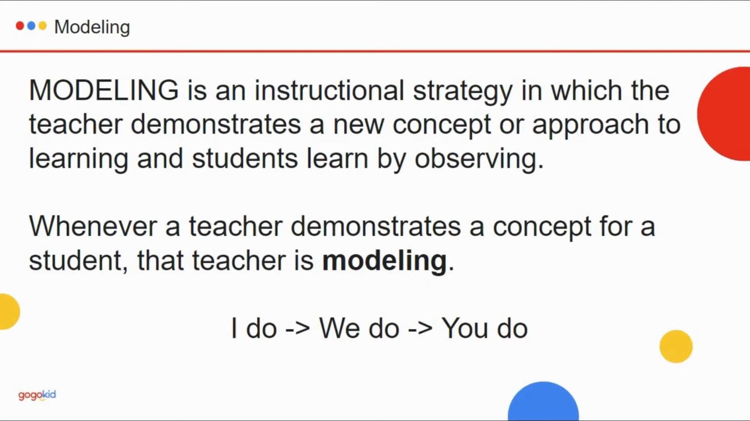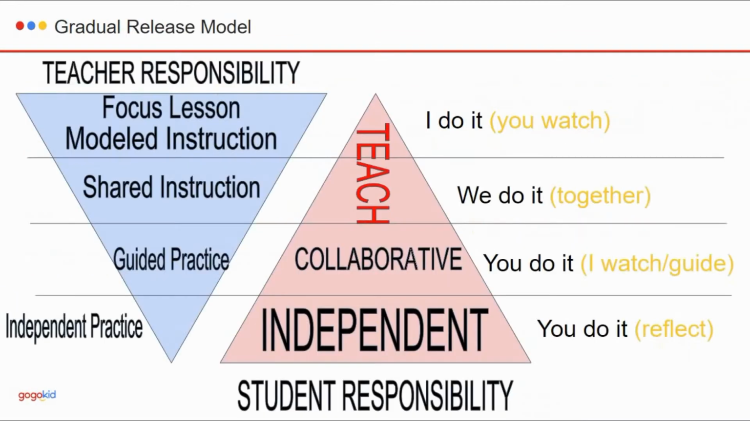This is that I do, we do, you do thing. You want to make sure that you don't do too much because, remember, thinking back to that scaffolding, if you do too much, then the student won't be able to get to that part where they're doing it independently. So we want to think about modeling in the concept of this gradual release model. Feel free to pause and look at this more in detail. This is a little graphic I created.